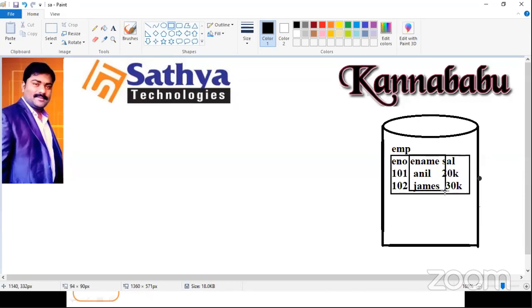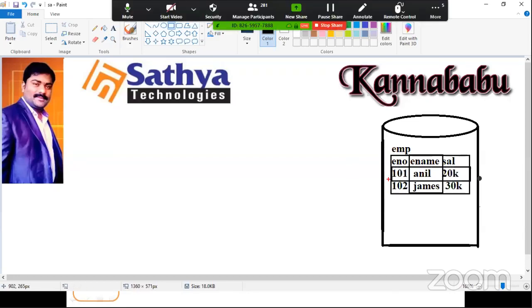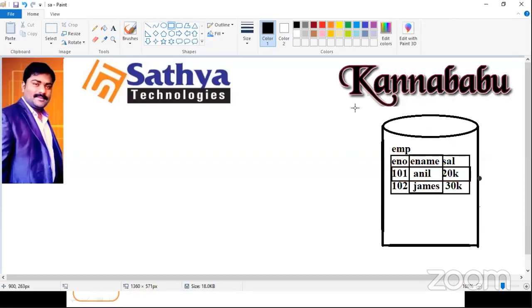I think everyone knows about rows. Can you tell me the number of rows that are available? Horizontal is called a row. Vertical is called a column. So number of rows, how many? 2 rows are there. This is the first row. This is the second row. Number of columns, how many? 3 columns are there. Is it clear?